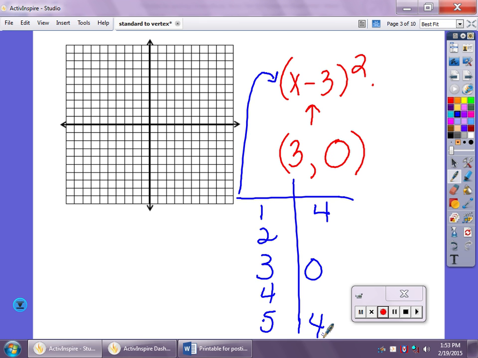2 minus 3 is negative 1. Negative 1 squared is 1. 4 minus 3 is 1. 1 squared is 1. Let's go ahead and plot these points. We have 1, 4. So over 1, up 1, 2, 3, 4. We have 2, 1. We have 3, 0. We have 4, 1. And we have 5, 4. Connecting our dots, there we have our parabola.